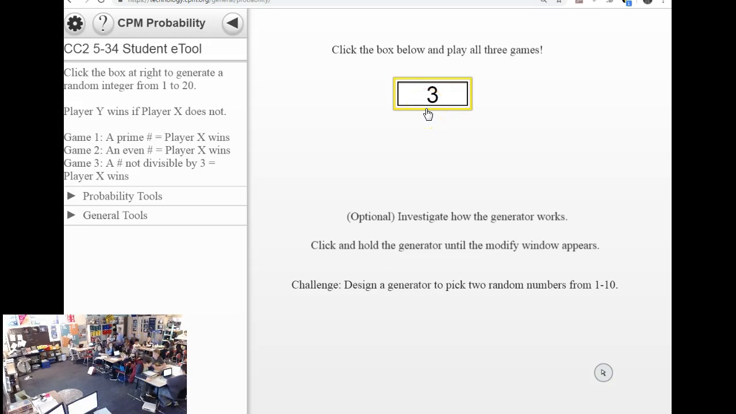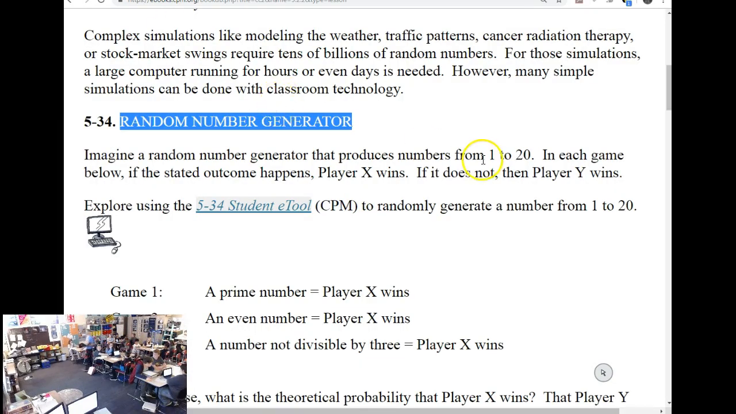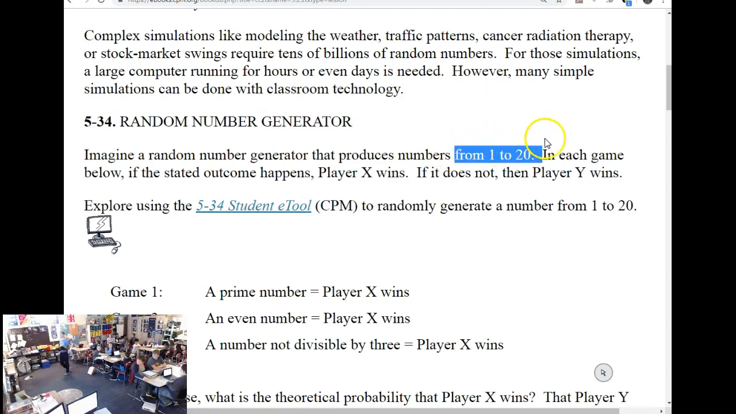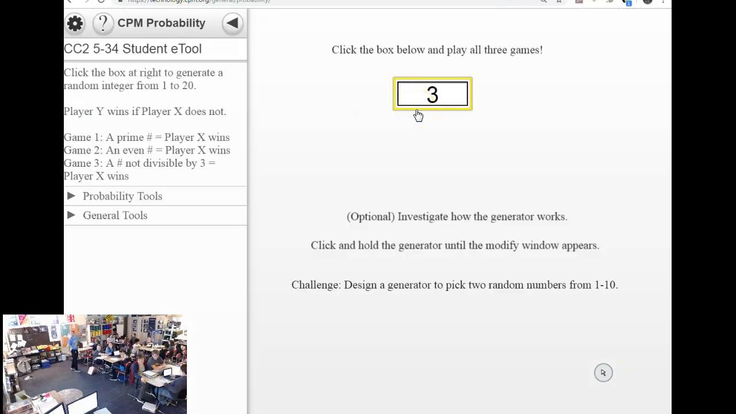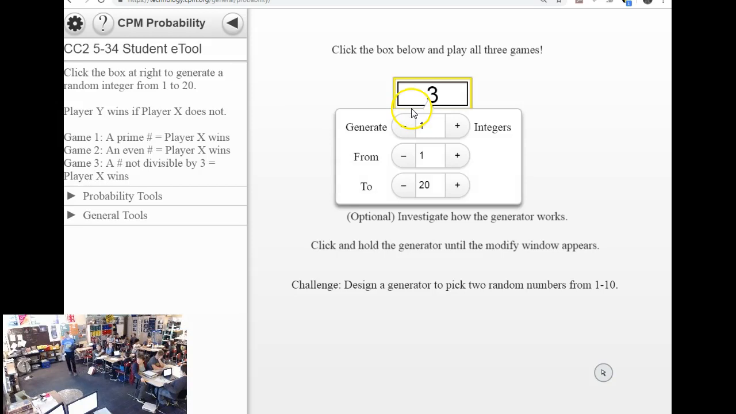So look at the first game that we play. What are the integers that we want to go from and to? 1 to 20. So we need to set our generator to just go 1 to 20. See, this didn't work earlier than it... Aha! So, from 1 to 20, we want to generate either one number at a time, or we could generate multiples at a time, but we'll just go one at a time to make life easy.